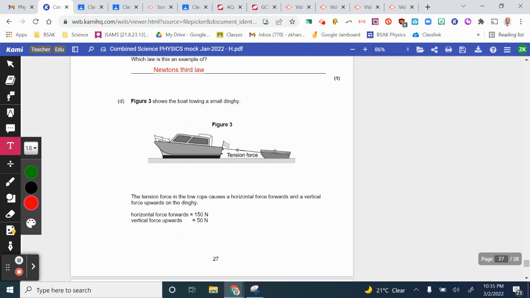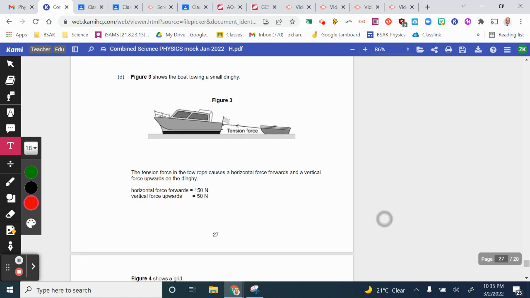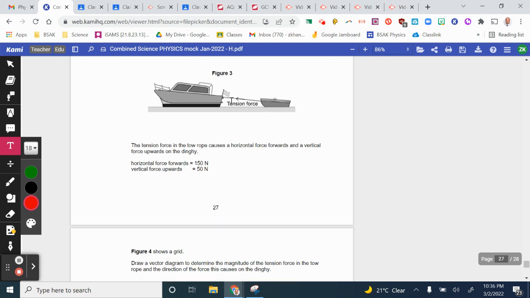Part D. Now, this boat is being pulled by this rope, by this larger boat here. So the tension force in the tow rope is in this direction. You can clearly see the rope is at a slight angle. Now, the horizontal force on that rope is 150 newtons, and the vertical force on that rope is 50 newtons. Using these two, we can find out what the tension is inside that particular rope.